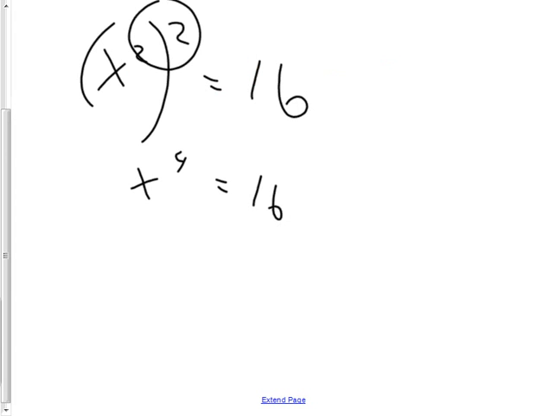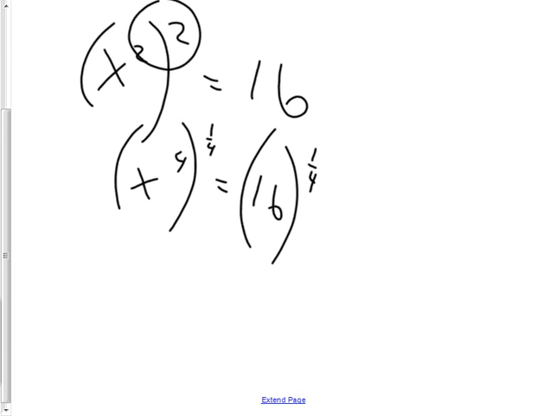All right, and now here again, I bet some of you just went, oh yay, the answer's 2. Can we just talk about this? When you take the fourth root, that's an even root. Absolute value of x is 2.